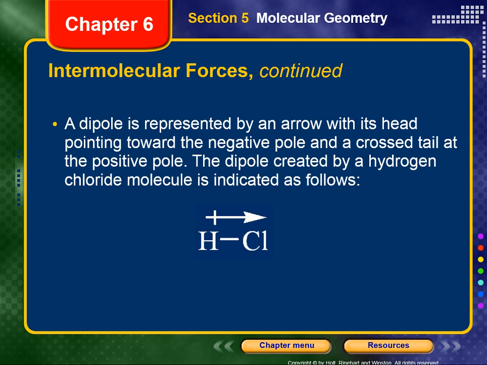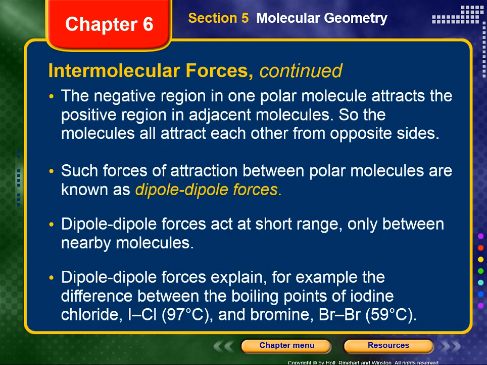A dipole is represented by an arrow, with a head pointing toward the negative pole and a crossed tail situated at the positive pole. The dipole created by a hydrogen chloride molecule, which has its negative end at the more electronegative chlorine atom, is indicated as follows. The negative region in one polar molecule attracts the positive region in adjacent molecules, and so on throughout a liquid or solid. The forces of attraction between polar molecules are known as dipole-dipole forces. These forces are short-range forces, acting only between nearby molecules.